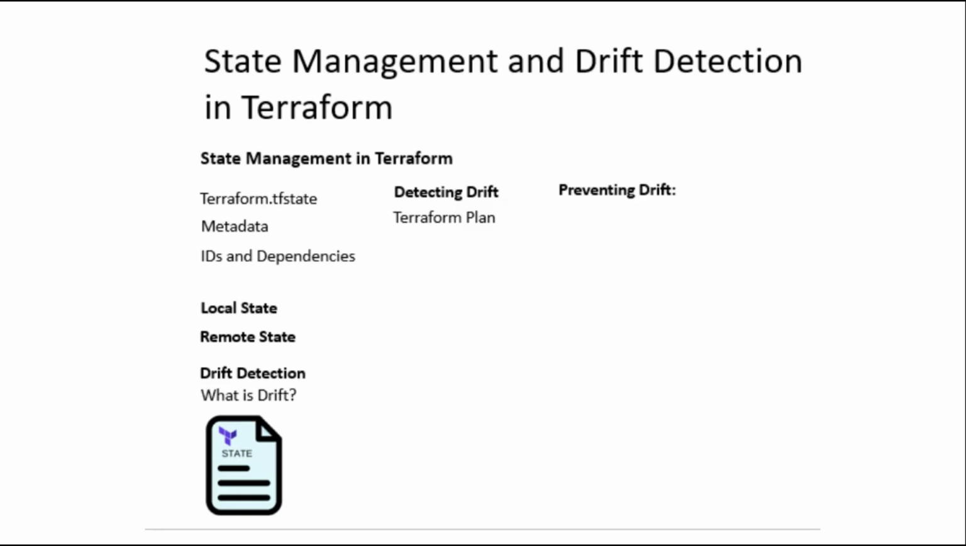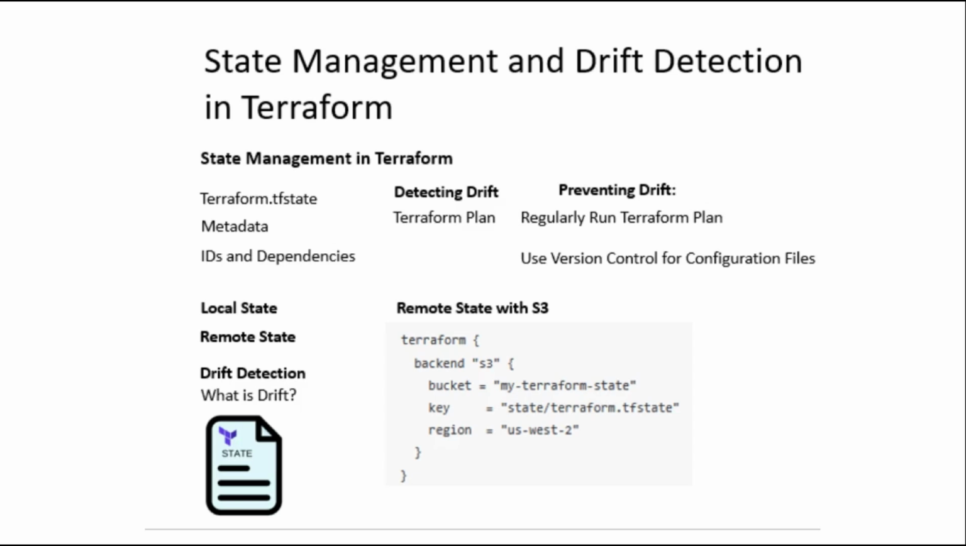Preventing drift. 1. Regularly run terraform plan. Frequently running terraform plan helps detect drift early and brings your infrastructure back into alignment with the code. 2. Use version control for configuration files. Use Git to store your Terraform configuration files. This provides version tracking and ensures everyone is using the same configuration. Example of using remote state with S3.